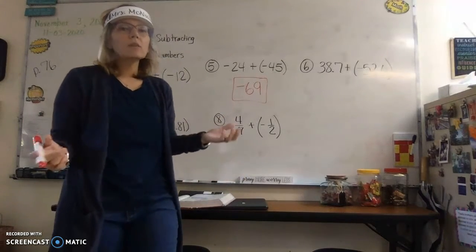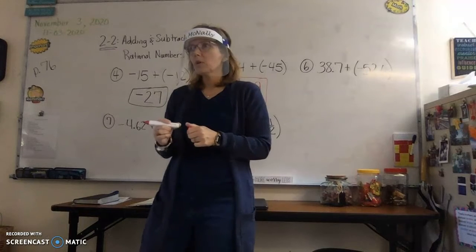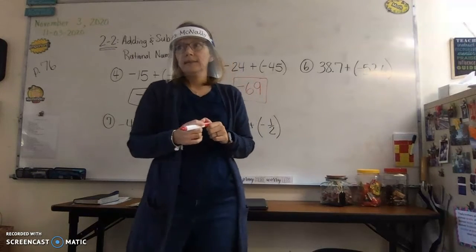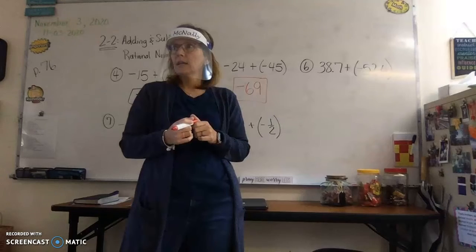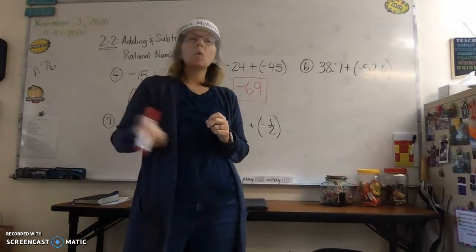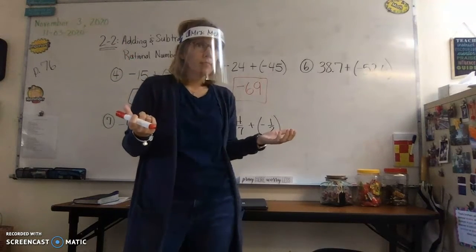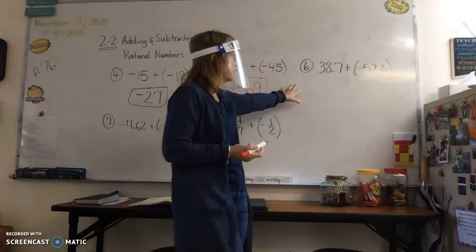And this section is called adding and subtracting rational numbers, because rational numbers are what? Okay, so it's a type of decimal or a fraction. And that's what we have coming up, is some decimals and fractions. So don't be afraid of them.